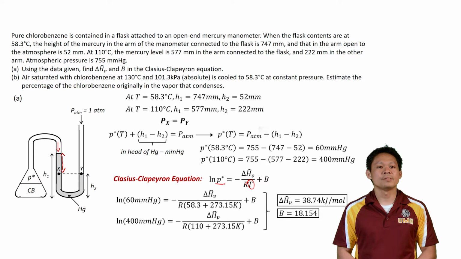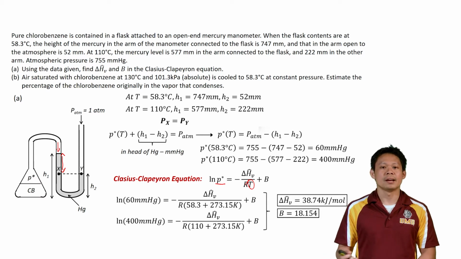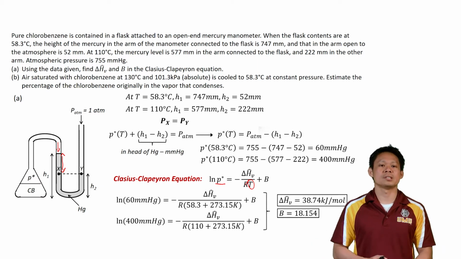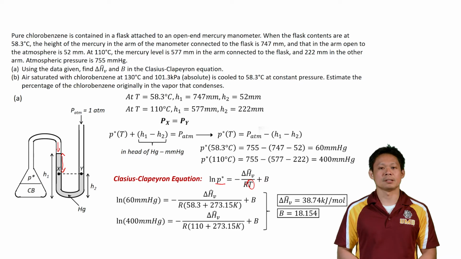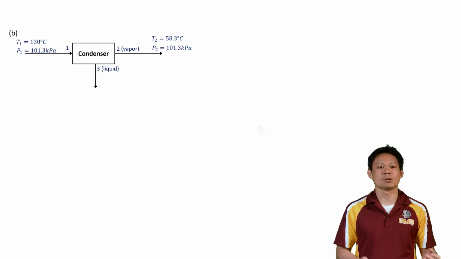Okay, so now once we have this, we can go on to part B, which requires us to draw a diagram and to do a material balance problem. So we have air saturated with chlorobenzene at a particular temperature and pressure. It's cooled to some temperature at constant pressure. So the pressure is still the same at 101.3 kilopascals. And that turns out to be all the information that's given to us.